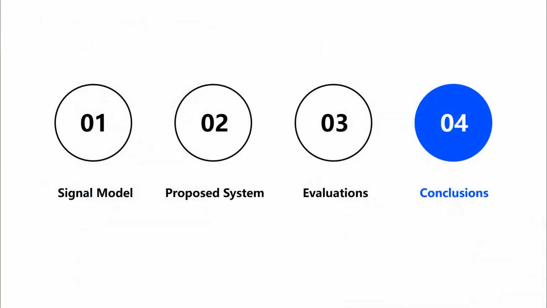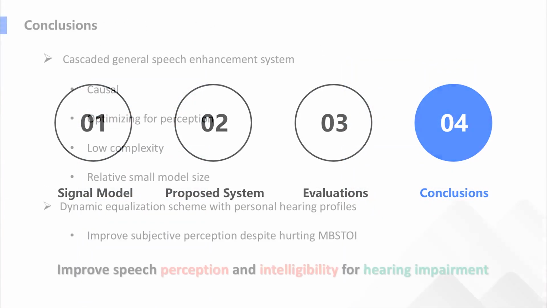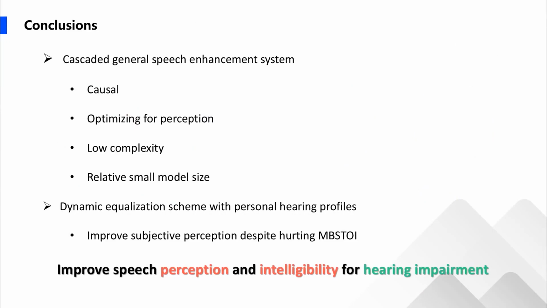So let me conclude. We present a cascaded general speech enhancement system. The advantages of this system include being causal, optimizing for perception, and reducing model complexity and size. The personalized dynamic equalization scheme improves subjective perception despite hurting MBSTOI. In a word, we remove both noise and reverberation from the speech signal to improve the listening perception and intelligibility for hearing impairments.